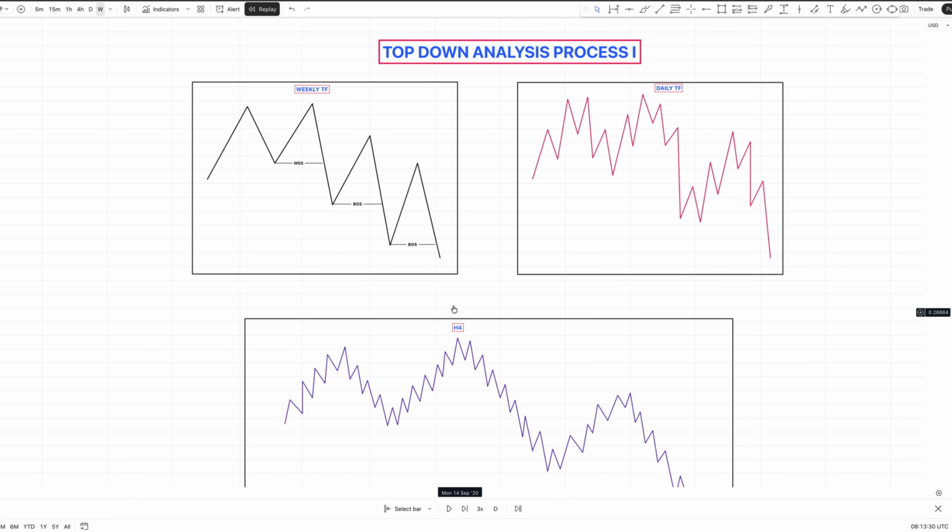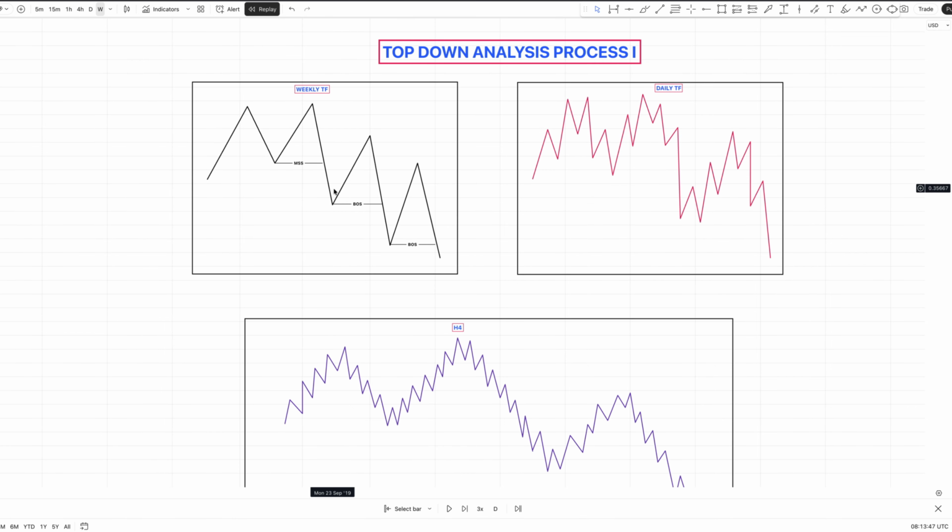I have a sketch here. I want you to start looking at this from the weekly time frame. This is usually what you're going to see. From the weekly, you're going to see an overall order flow. We've talked about that, where price started from, and that is the overall direction of the price.